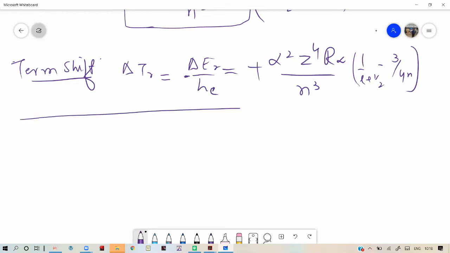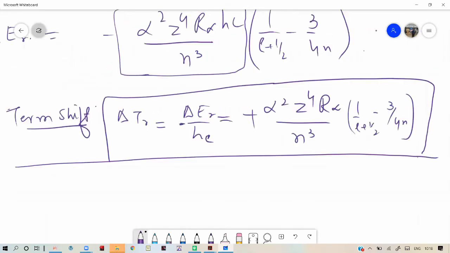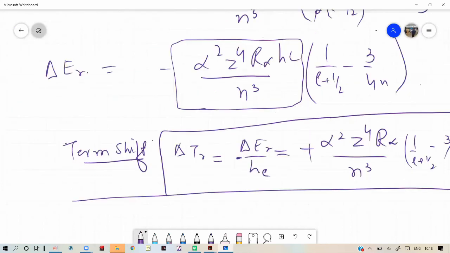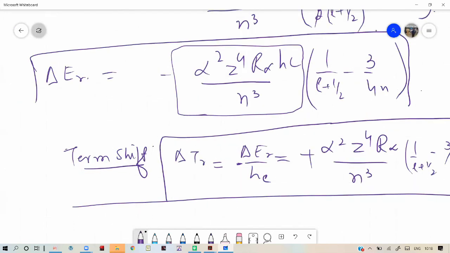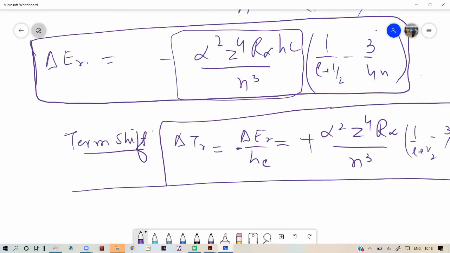And this is the final expression for this. If you are not calculating the term shift, not calculating in terms of the terms, you can write this expression as well. This expression is valid. So there is no problem in writing only that part.